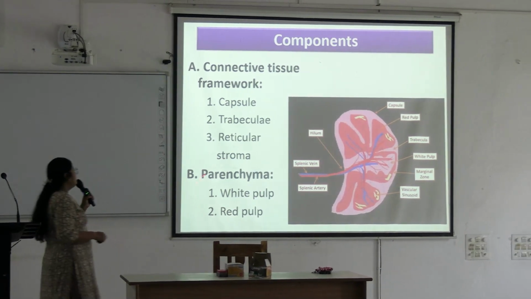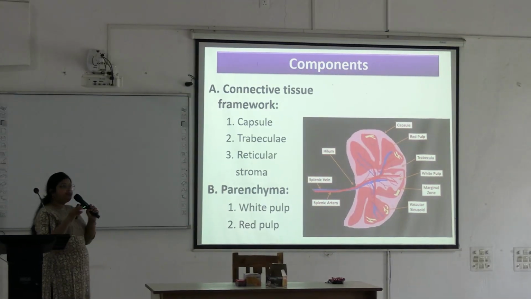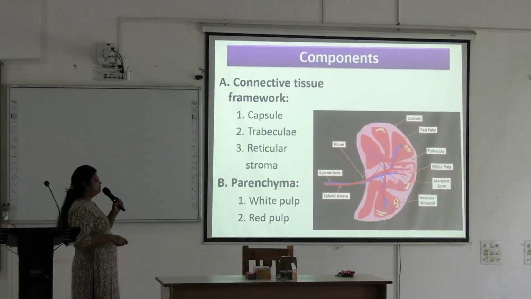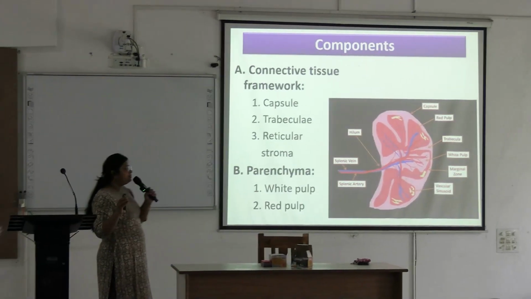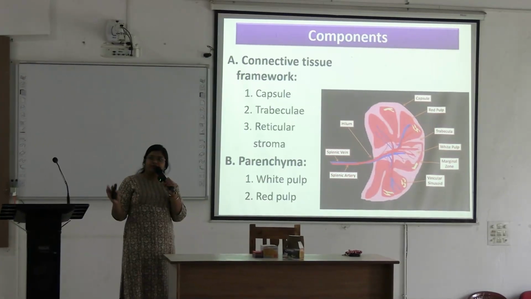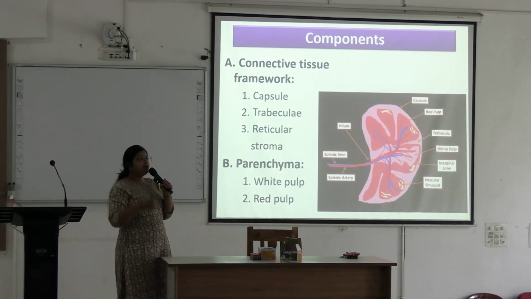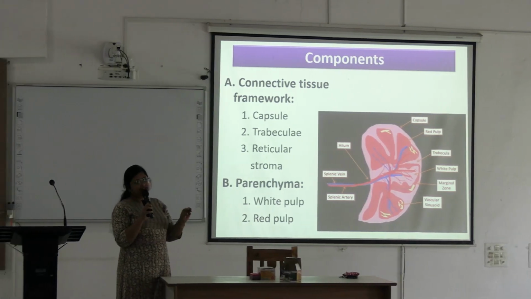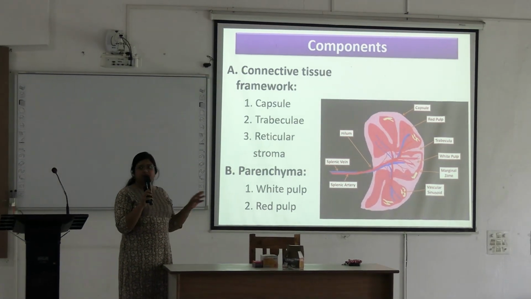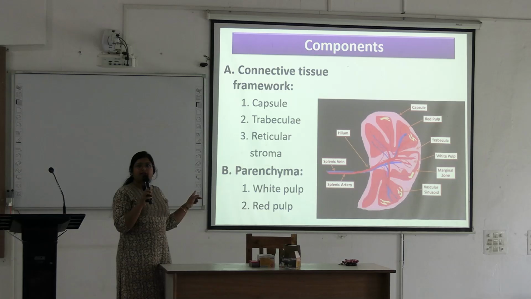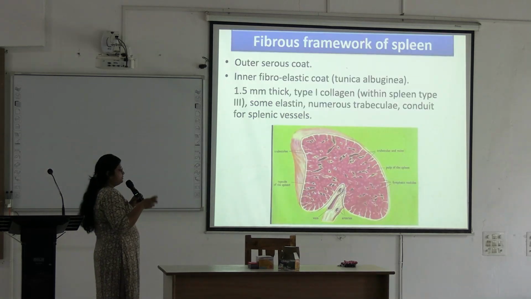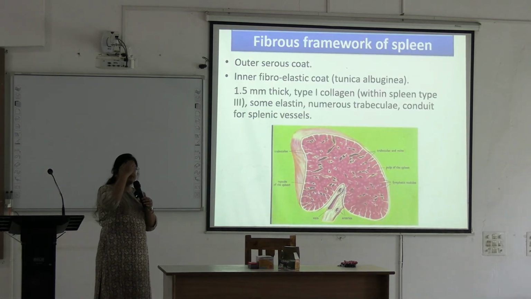And the parenchyma consists of different cells: white pulp and red pulp. These are named according to their naked eye look. If you cut the spleen and examine it with the naked eye, you will see some red areas and some white dots. The white areas are known as white pulp, and the rest of the reddish brown area is known as red pulp. Okay, so next we will discuss each of the components.